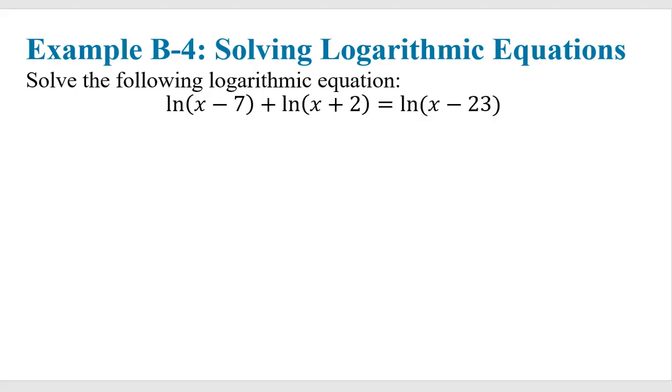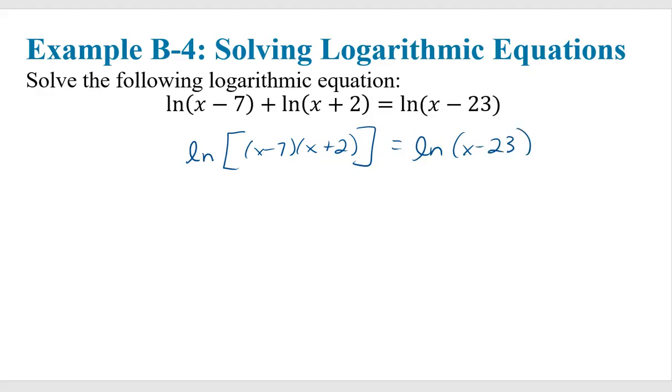All right, so we have natural log of x minus 7 plus natural log of x plus 2 equals natural log of x minus 23. On the left-hand side, we do have that sum. So let's use the product rule to get that together. So that'll be the natural log of x minus 7 times x plus 2. And that's going to be equal to the natural log of x minus 23.